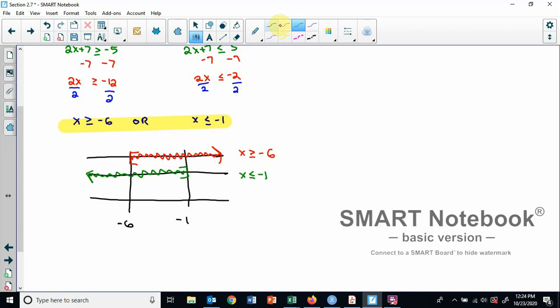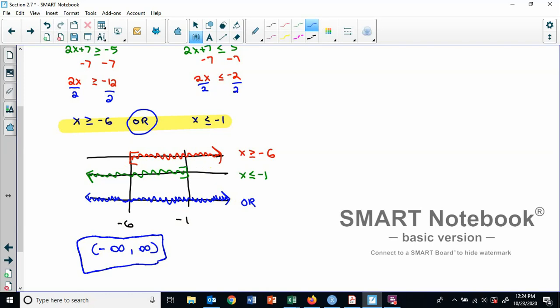Now, what word are we dealing with? We're dealing with an or. That means anywhere that I have shading in the top 2 will come down to my answer. So I have shading on the left, I have shading in the middle, and I have shading on the right. So this runs all the way from negative infinity up to positive infinity. It's the entire number line, all real numbers.